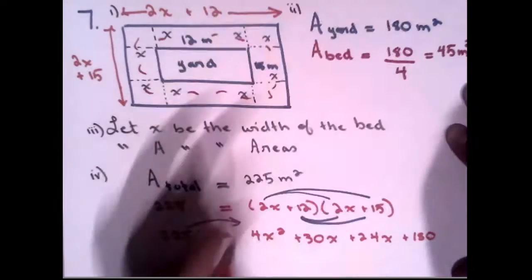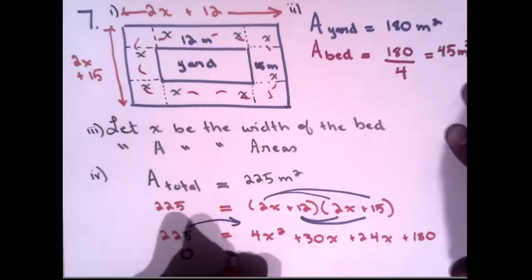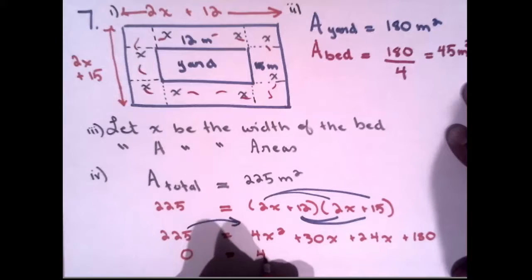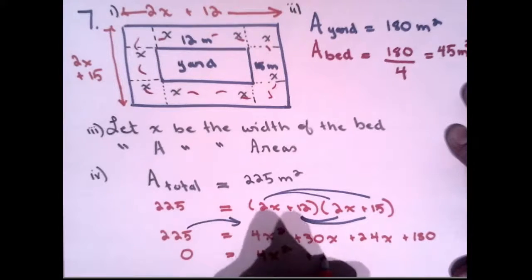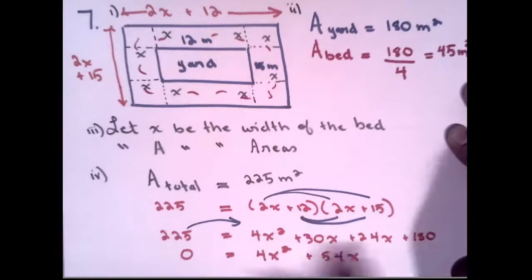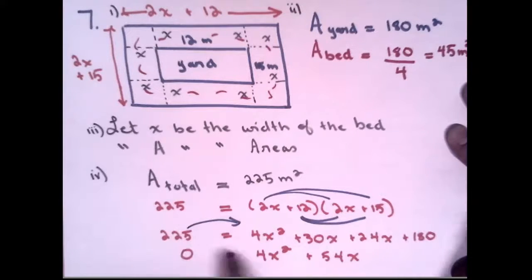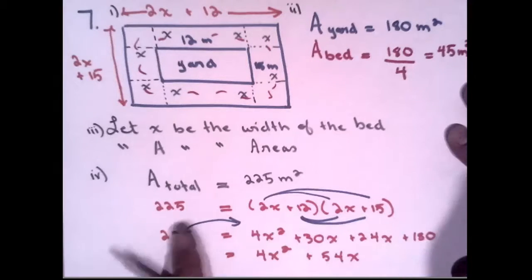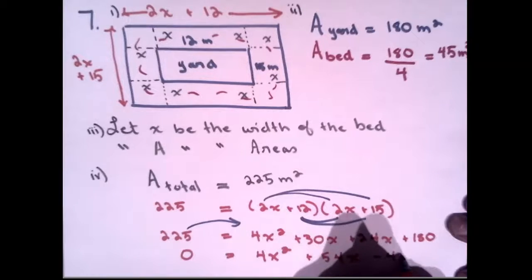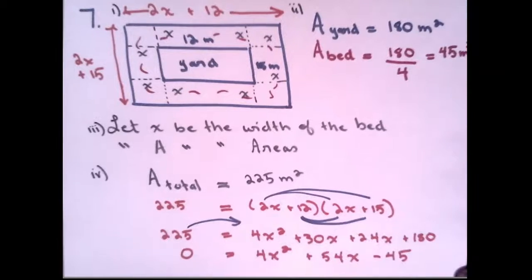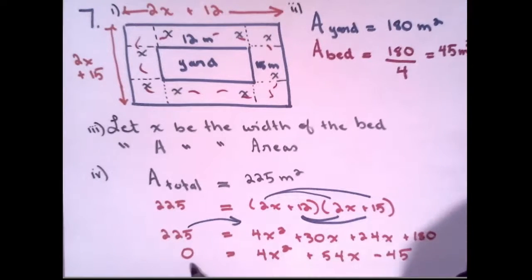You'll have nothing left here. You have 4x squared. 30x plus 24x is 54x. And 180 is going to work with negative 225, because it comes over as negative 225. So 180 take away 225 will give you minus 45. And there's the quadratic you're going to work with. You need to solve this quadratic so we can uncover what the x value is.